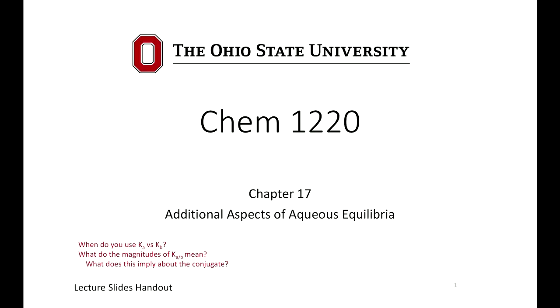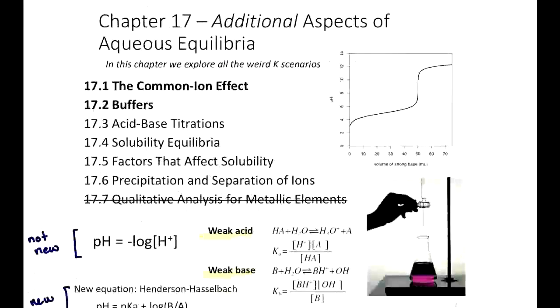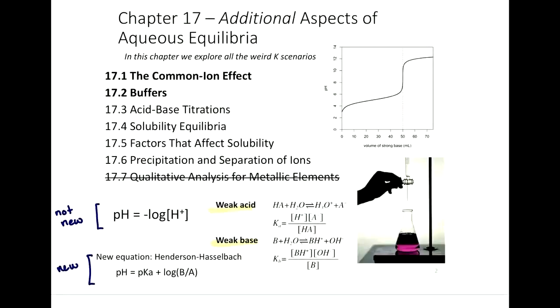Yeah, we're still going to be working with acids and bases. So all these skills, when do you use Ka versus Kb? What do the magnitudes of Ka and Kb mean? All of those are important in these slides as well. Okay, so what are we going to learn about in chapter 17? Again, I said it's all the weird exceptions or weird K scenarios involving acids and bases.